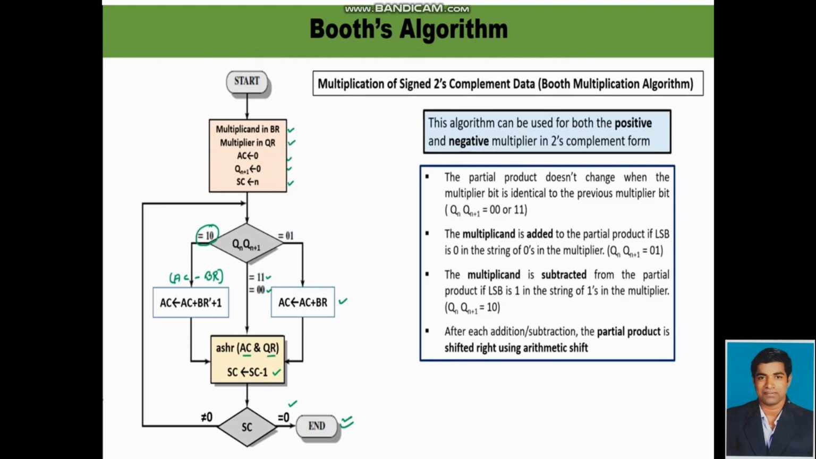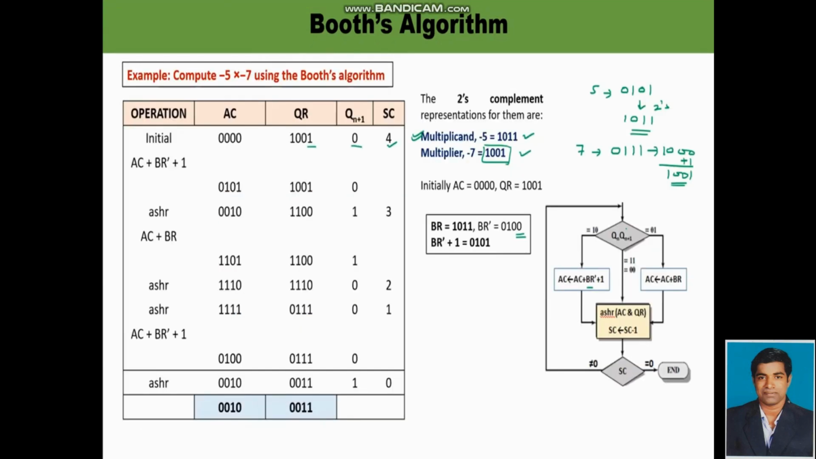After that, the result is shifted right and the sequence counter is decremented by 1. If the sequence counter is not equal to 0, then we repeat this process till the sequence counter becomes 0. Once it is completed, we end the process and we get the multiplication result.